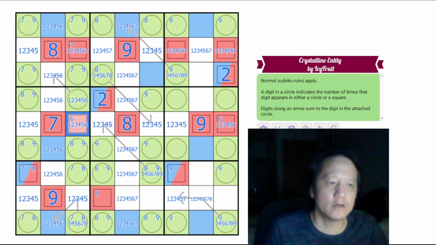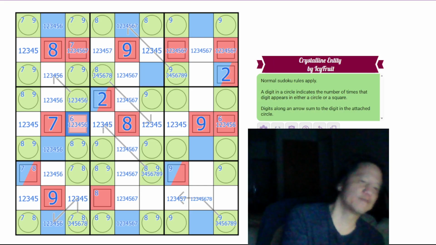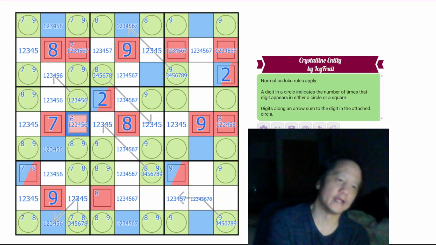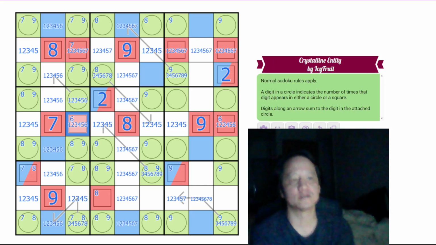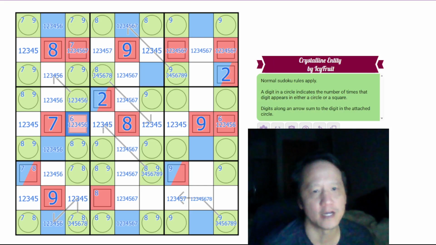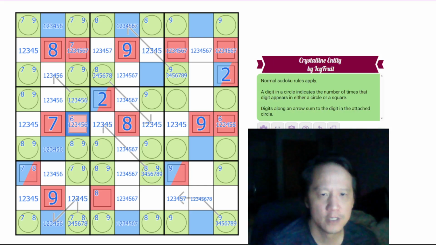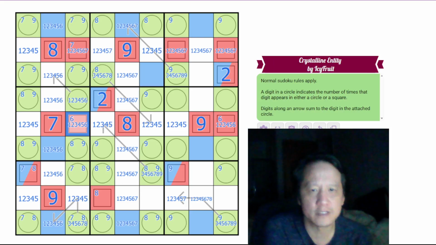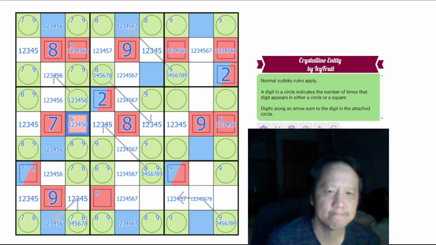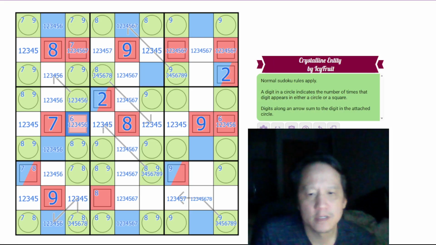So we have all the digits available from 3 through 9 in circles. They all have to be in circles. The only digit that's not is 1 or 2. That's not in a circle. We still don't know what that is. That doesn't seem to do very much.